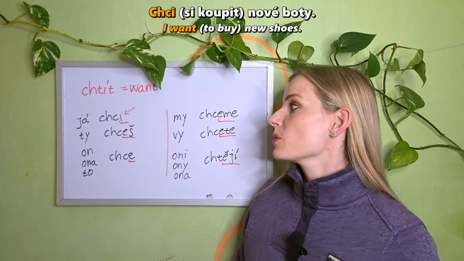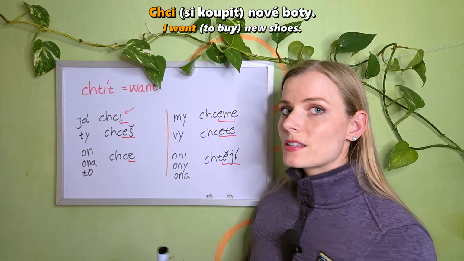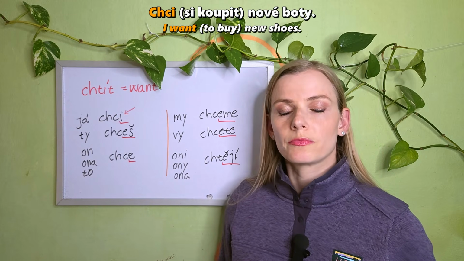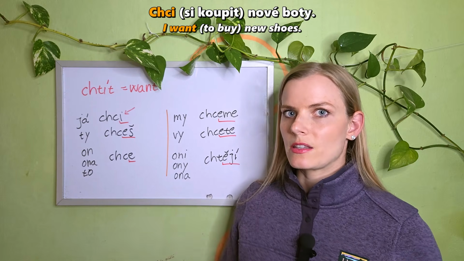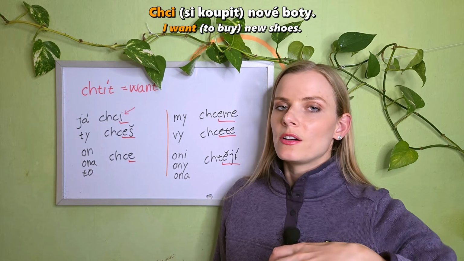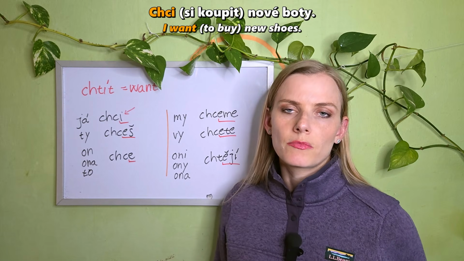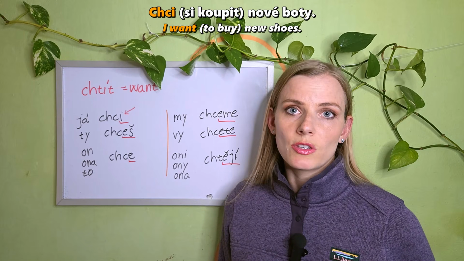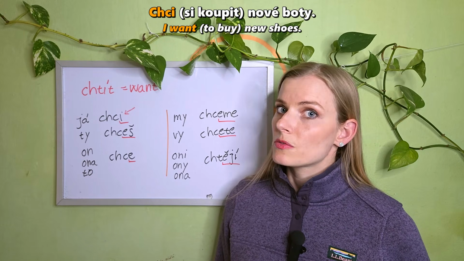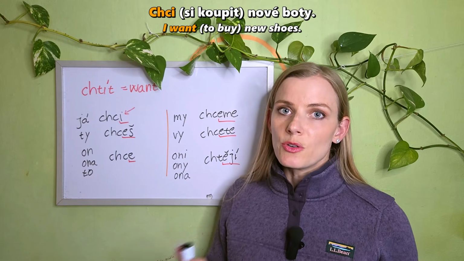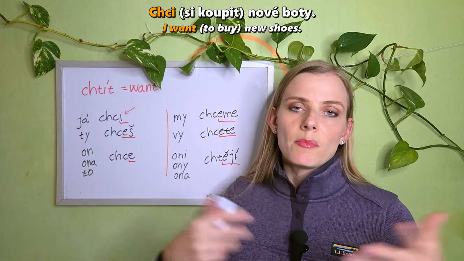This verb can also work very commonly without the infinitive, just like the previous one. Chci si koupit nové boty. I want to buy myself some new shoes. That's why the si is there. And you could also leave out koupit. Chci nové boty. Now, of course, it would not be specific. You would not know what you want to do with these new shoes. Maybe you want them as a gift. You don't want to buy them yourself, but the idea is that you want to own new shoes somehow.